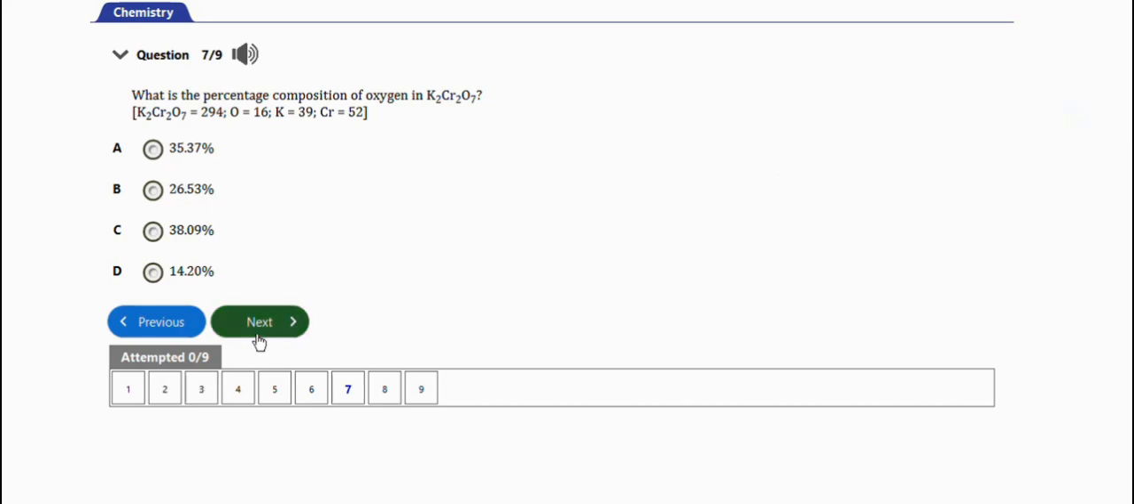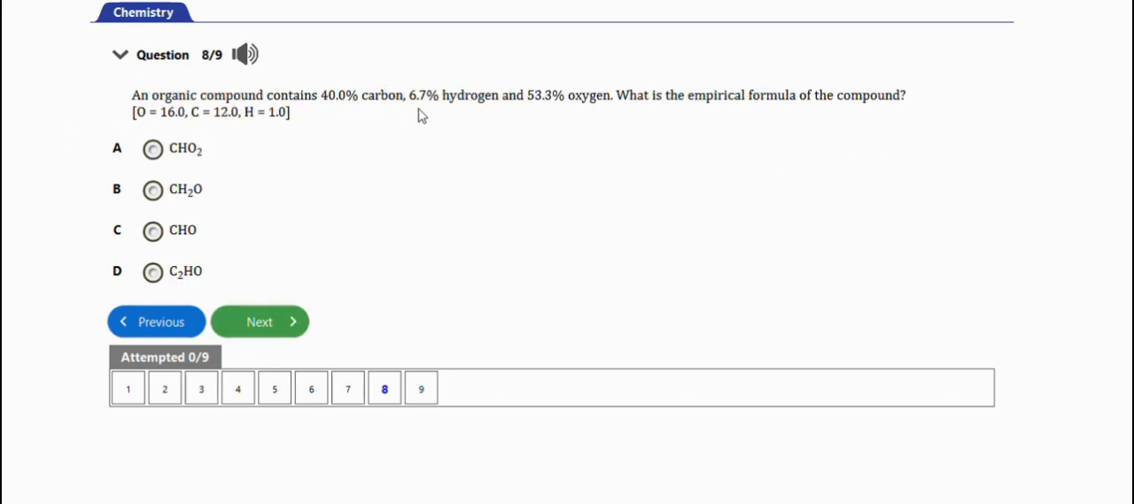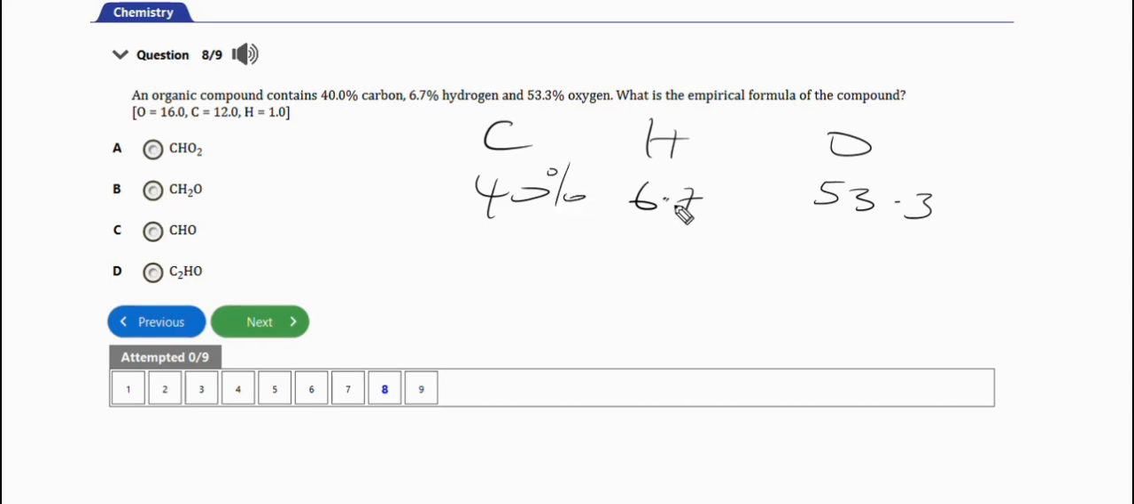So the next subject question will be this one. It says an organic compound contains 40% carbon, 6.7% hydrogen, and 53.3% oxygen. What is the empirical formula of the compound? Okay, so let's solve this, guys. Let's do it together. Firstly, we have the elements: carbon, hydrogen, and oxygen. Now the percent composition, we have the carbon to be 40, then this one is 6.7, and this one is 53.3.